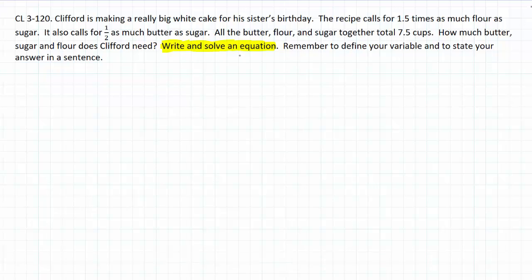Well, when we have an equation, we need to start with the let statement and define the variable. So we're just going to use x, so let's say let x represent or equal. If we notice, the recipe is comparing flour with sugar, and it also compares the butter with sugar. So I think it'll be safe if we let x represent the number of cups of sugar.